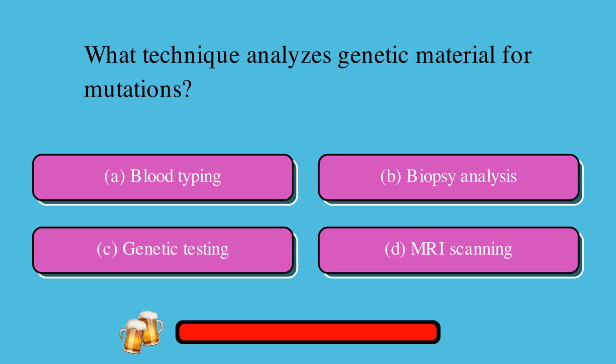What technique analyzes genetic material for mutations? A. Blood typing, or B. Biopsy analysis, or C. Genetic testing, or D. MRI scanning. The correct answer is C. Genetic testing.